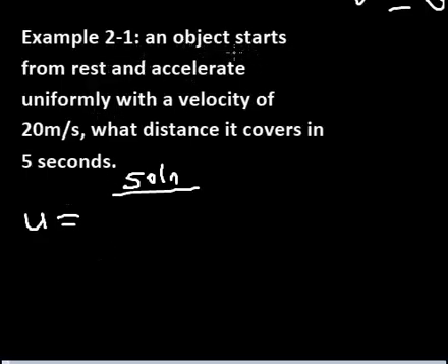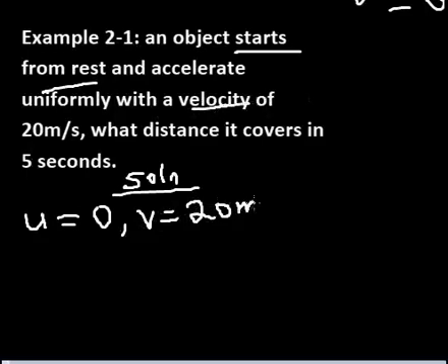So now I have seen that this object starts from rest. I know that from rest, u is equal to 0. I gotta write it down. And it accelerates uniformly with a velocity of, so this velocity now becomes the final velocity, and of course v is equal to 20 meters per second. Now we are asked to find the distance it covers in 5 seconds. So that means the time is 5 seconds. So the distance it covers.